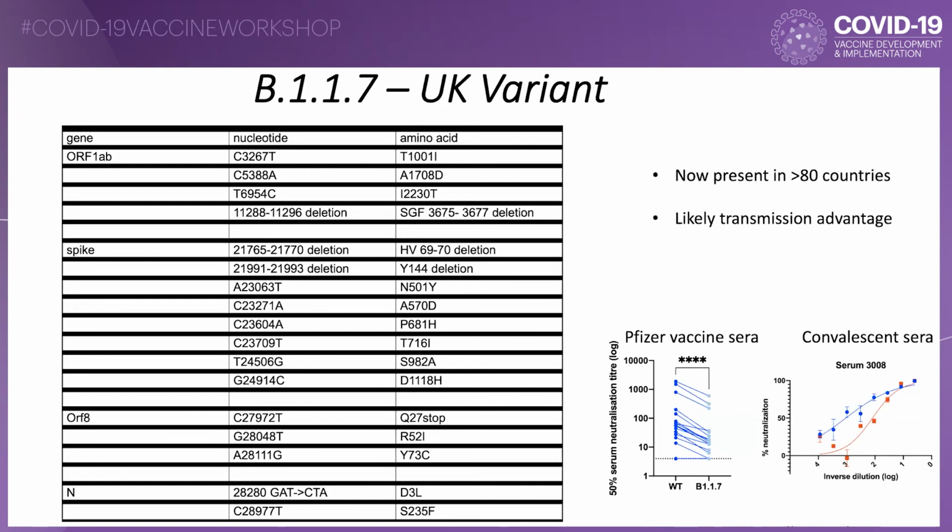We've also tested a number of convalescent sera and there is variable response. This diagram here shows you a representative example of somebody who has a significant fold change and the B117 is less well neutralized by this patient's sera as compared to wild type in blue.